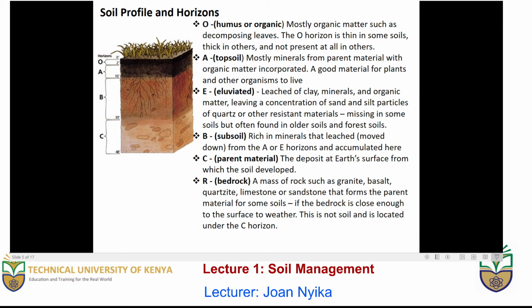The next horizon is what we call the E, or the eluviated horizon, which is a result of elution, or the leaching of organic matter, minerals, and clay particles, and their subsequent combining with sand and silt particles of the soil.